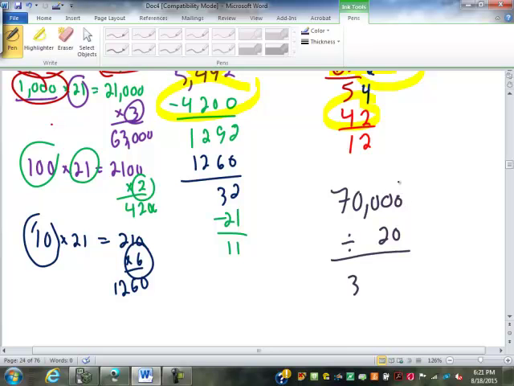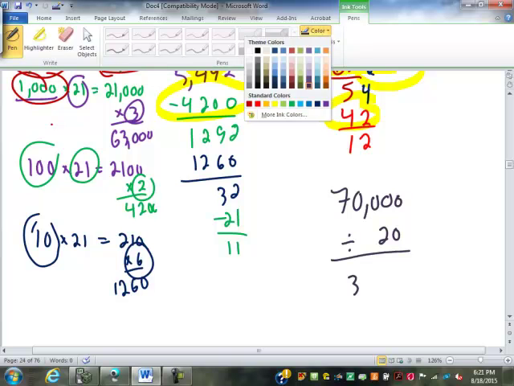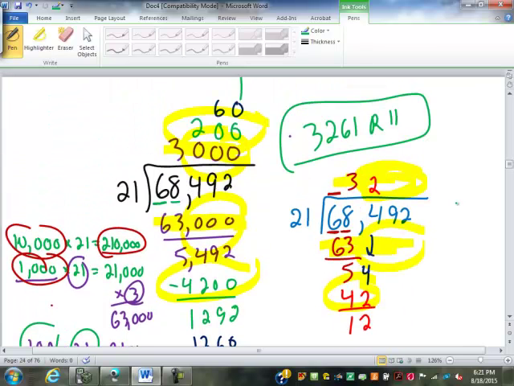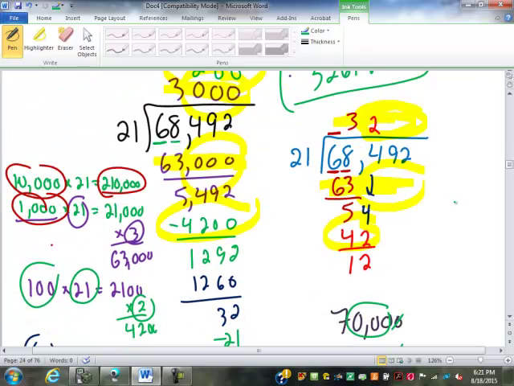Then the zeros, instead of combining them like you would with multiplication, you would cancel them out. The 10 here cancels the 10 there, you're left with 3. So your estimate is that that's going to be close to 3,000. We had 3,261, so when the calculator spits that out, we know we're in the right ballpark.